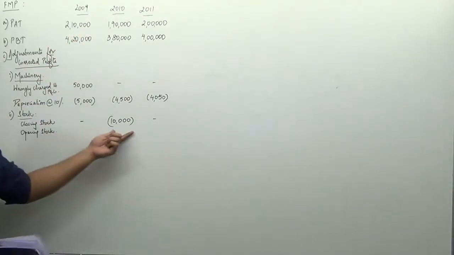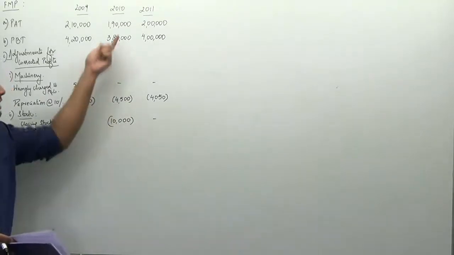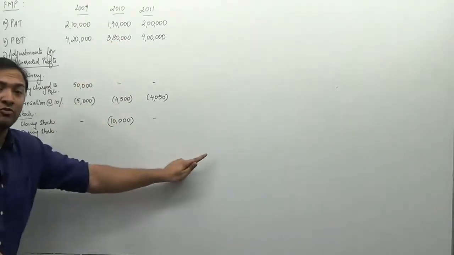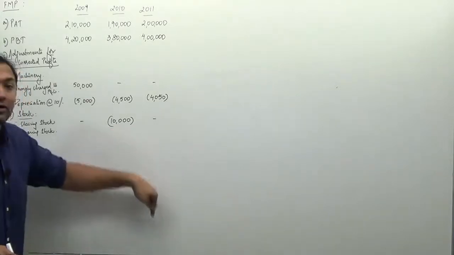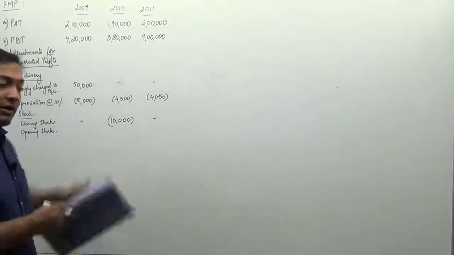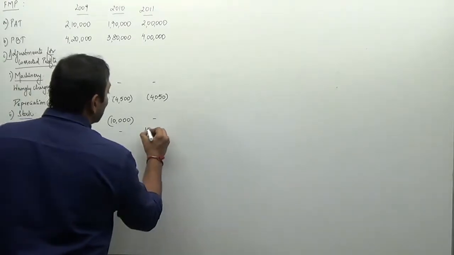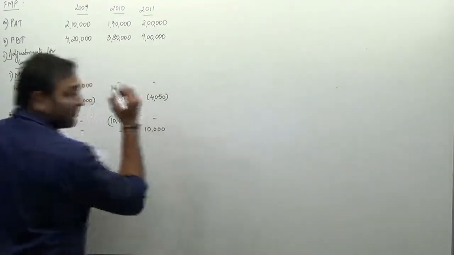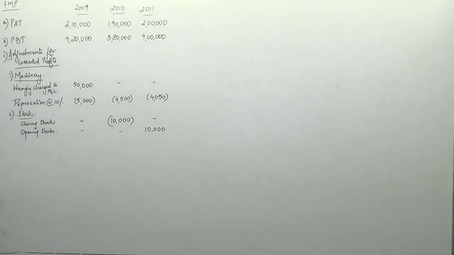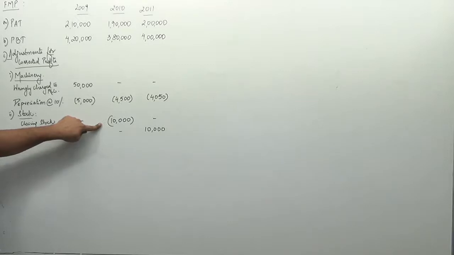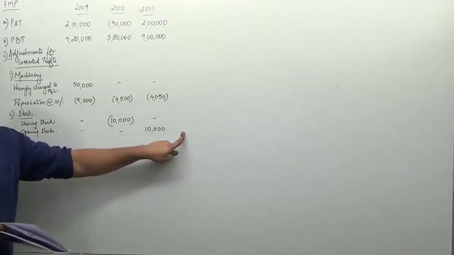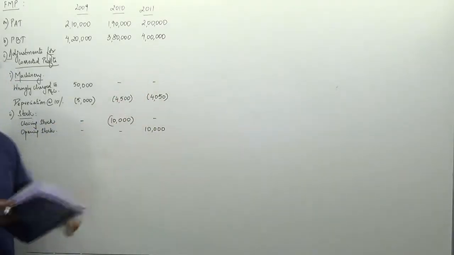But understand, this stock, which was a closing stock in 2010, will become opening stock of 2011. If I reduce the opening stock, what happens to the profit? Opposite impact, that is an inverse relationship. Profit should increase by 10,000 in 2011. Exactly reverse impact. So a reduction in the closing stock in 2010 will reduce the profits. A reduction in the opening stock of 2011 will increase the profits.